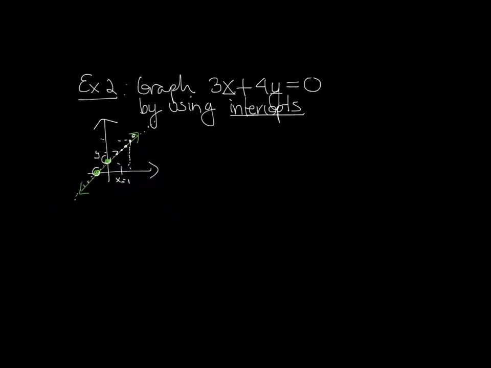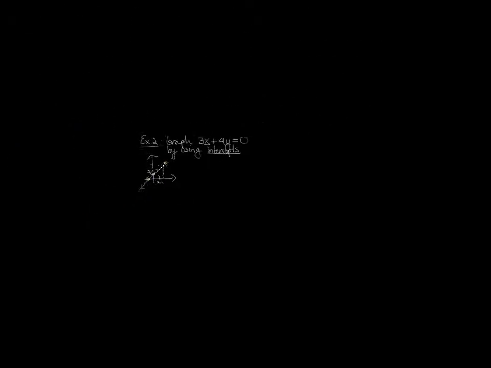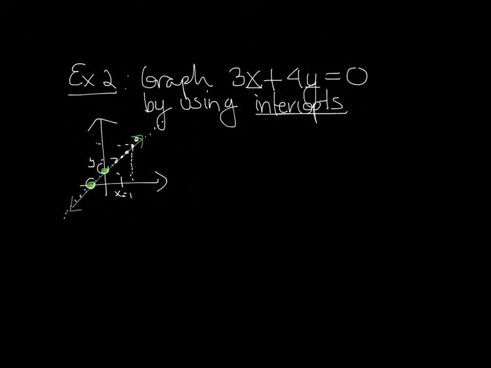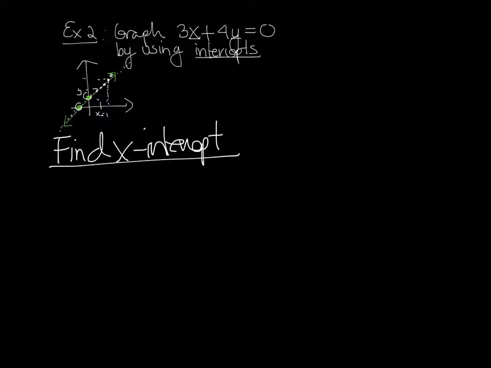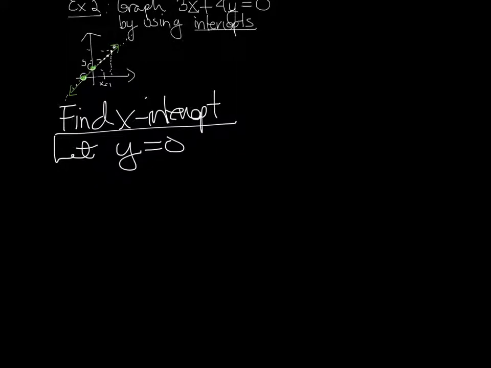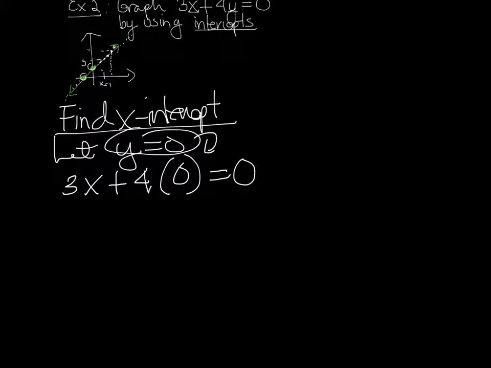Okay, so let's move that up there. So let's find the x-intercept. Well, we know that we're just going to let y be 0. And it doesn't matter if you find the y-intercept first or the x-intercept. So we have 3x plus 4y, and my y is 0. So I substitute that.